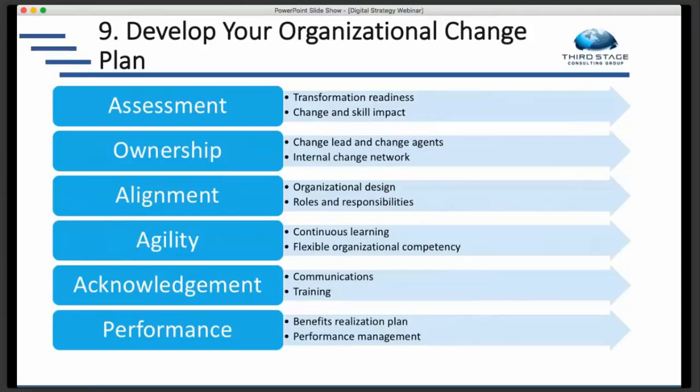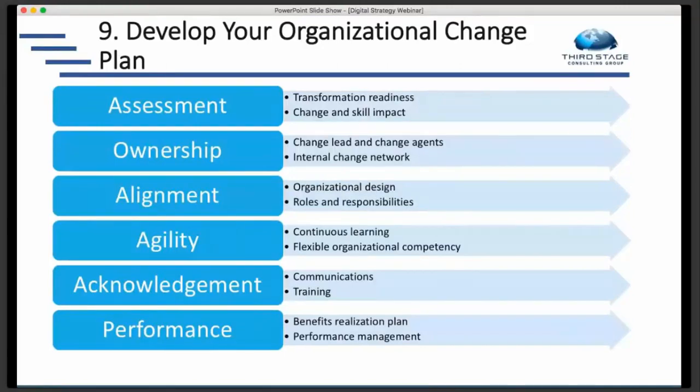But in general, there are a few things you're doing. One is you're assessing along the way: what is our transformation readiness? What's our change and skill impact? We're looking at ownership. How do we ensure that internally we have ownership of this project and the processes and technologies that will evolve over time? We do that by establishing a change lead and change agents, the internal change network, a center of excellence. There's a lot we do there to ensure ownership along the way.